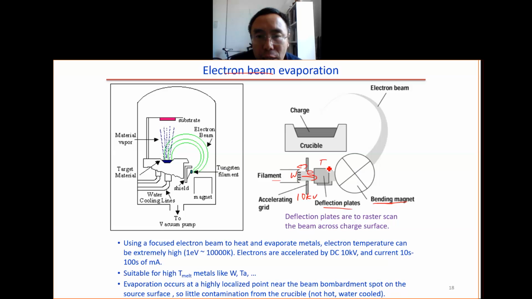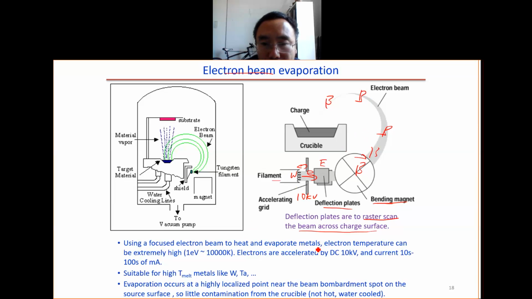So we have the electric field, and then the electron will be deflected. This is to raster the beam across the charged surface. Then we have the magnetic field, the bending magnet, and the electron will be bent to move on the surface. Actually, if we look at this one, we have the magnetic field everywhere along the path, not just along this area. So we need the magnetic field everywhere, so the electron will move in a circular way.